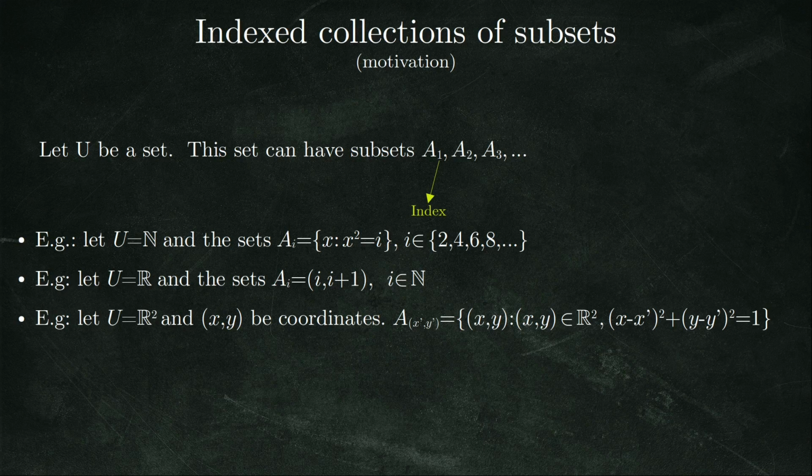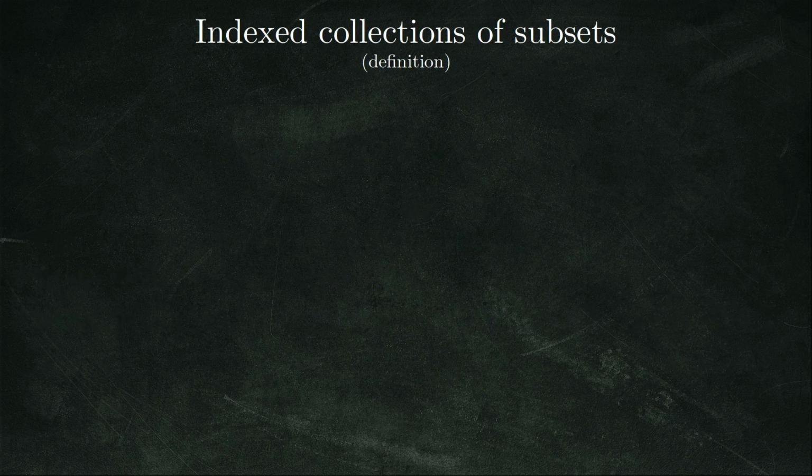So the point of this last set is to say that the index doesn't actually just have to be 1, 2, 3, 4, and so on. The index could be anything. So here, we're indexing by coordinates. Let's look at a formal definition of this now.